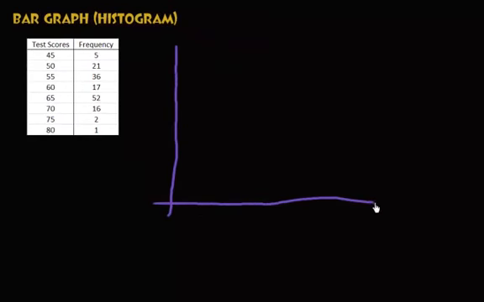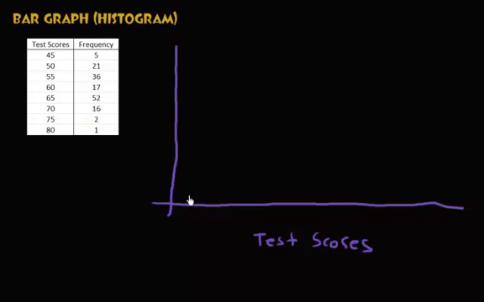Okay. Now, that wasn't too good. Alright, good enough. On the bottom, these are going to be our test scores. So let's write that in, test scores. And on the left-hand side will be the frequency. I'll just write FREQ for frequency.